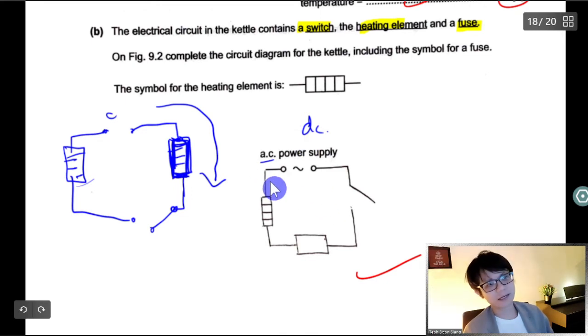But here I cannot see where the live is, because it just shows like that. Is it two-way? Because you know there's a live and a neutral wire. Or some equipment, it doesn't really matter.